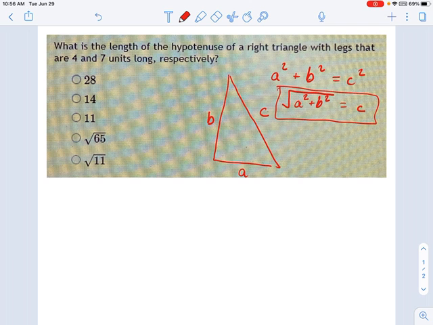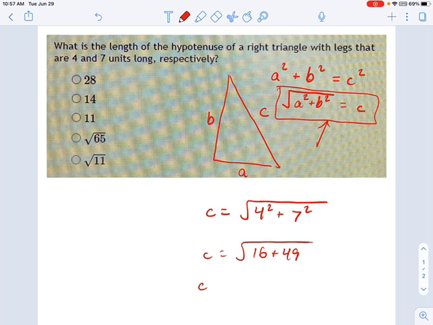And now if we just take the lengths of the legs that we know, 4 and 7, and we plug those into this formula right here, we can figure out what c is. c equals the square root of 4 squared plus 7 squared. Or in other words, that's going to be the square root of 16 plus 49. In other words, that is the square root of, I've got to think here, what is that, 65? Square root of 65. Okay, and that is our answer.